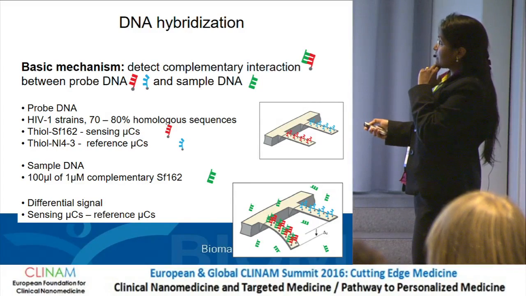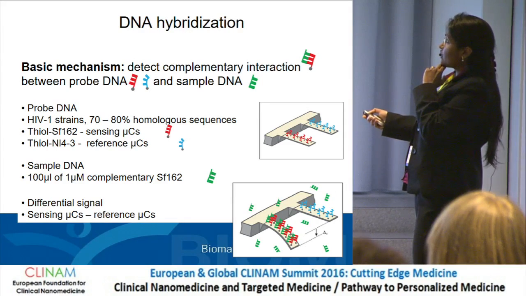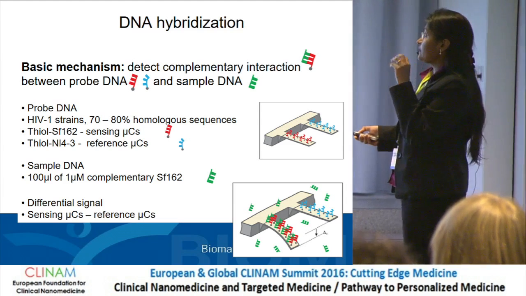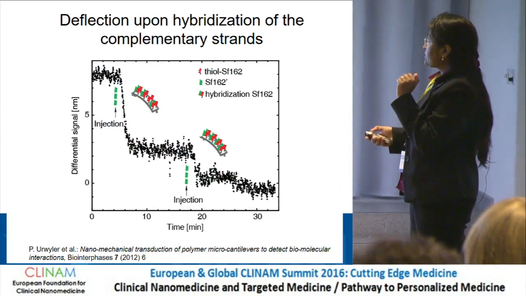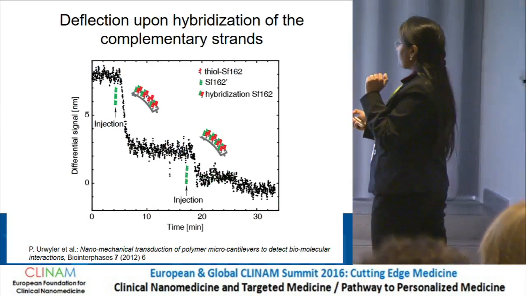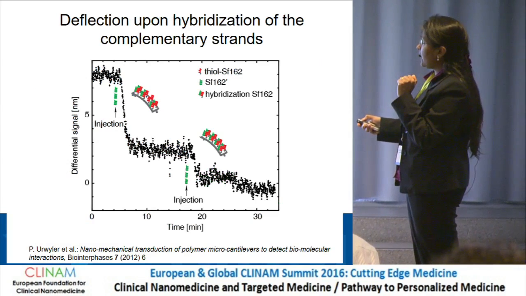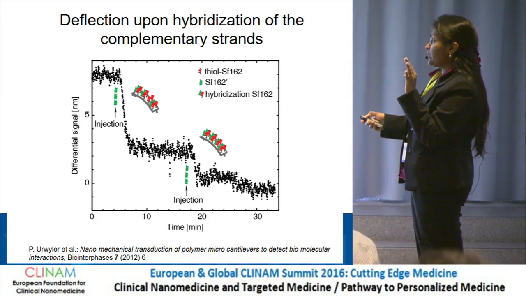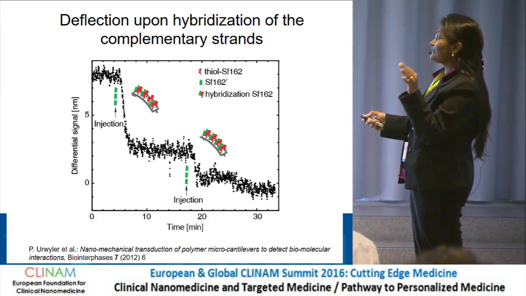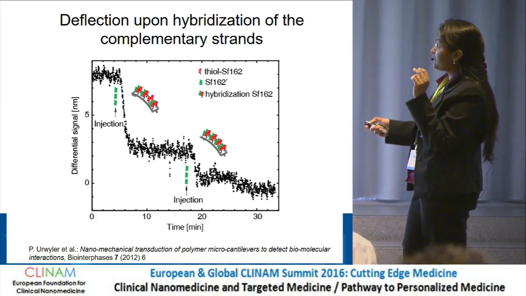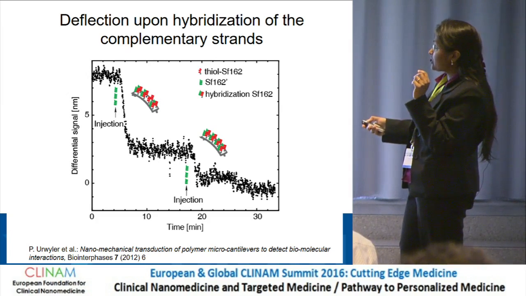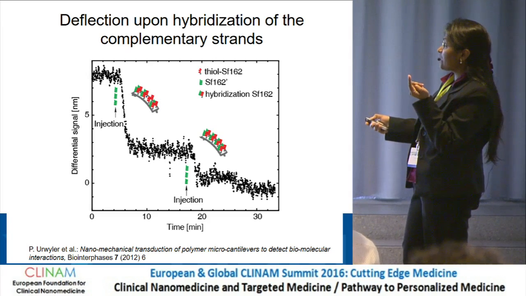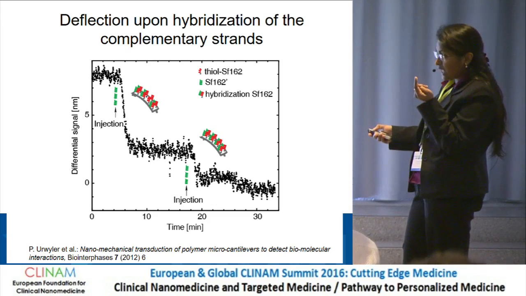Basically, our sample DNA should have just bound to its complement, and we measured the bending, which was the complementary interaction. So these are the results. What you see here is the baseline, and then we injected. Here we had 4 cantilevers functionalized with the red DNA, and 4 cantilevers functionalized with the blue DNA, that's the NL. Then we injected the complementary SF162, the green one. When the green complemented with its complementary, we saw a deflection of around 7 nanometers.